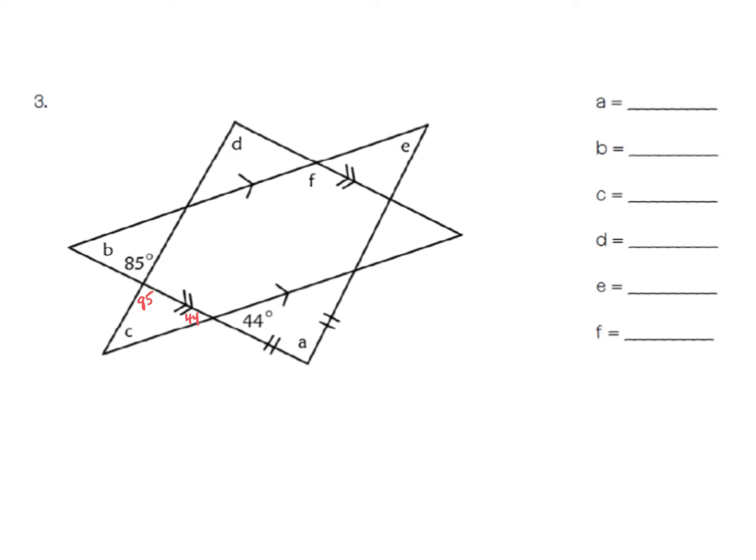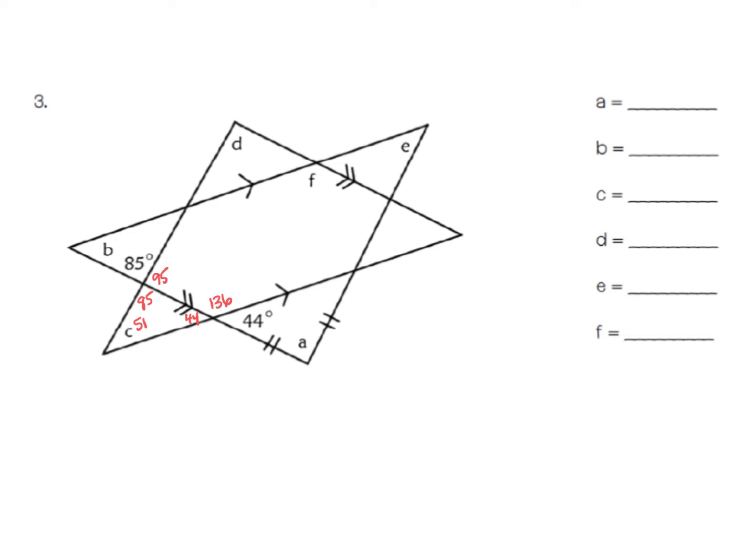Okay, I can also use my triangle, this little triangle on the left here. Take 180 minus 85 minus 44. I'll get 51 for C. Okay, then I'm going to do my linear pairs up here at the 85, so I know that has to be 95. My linear pairs down here at the 44, that has to be 136.